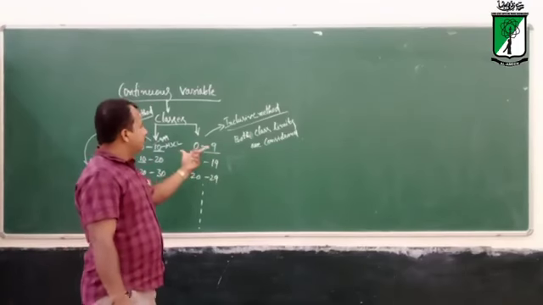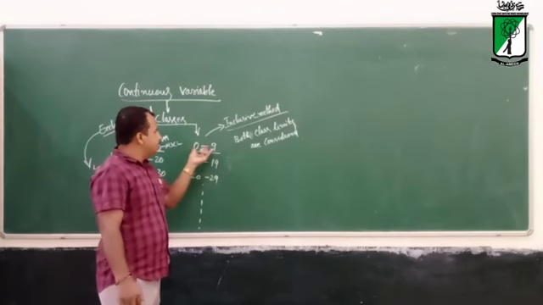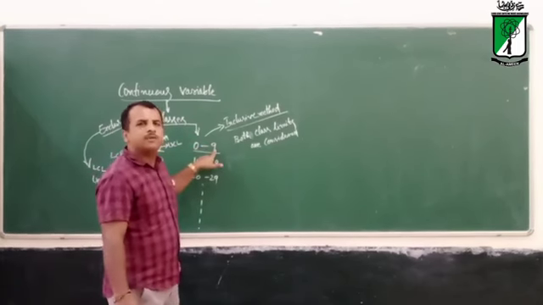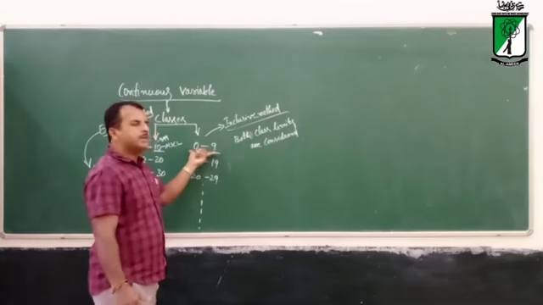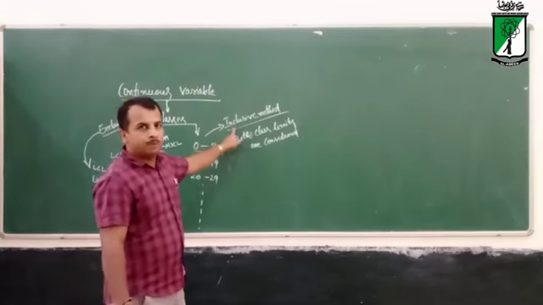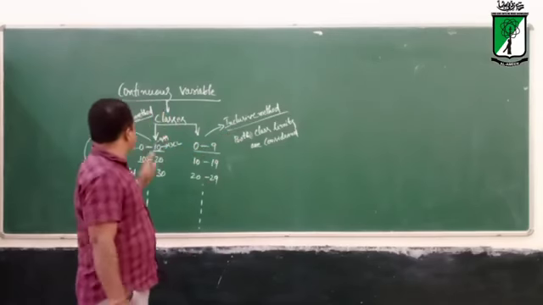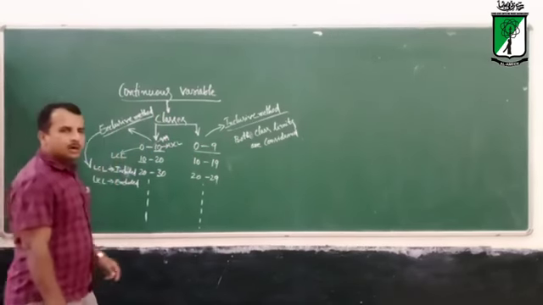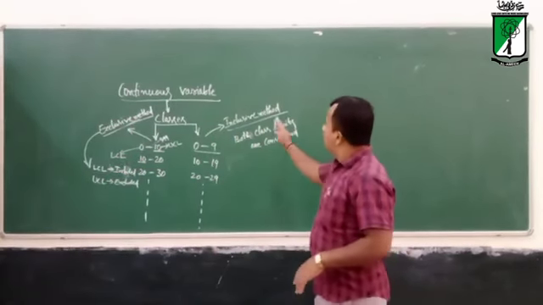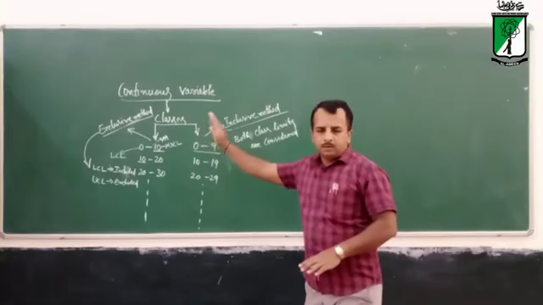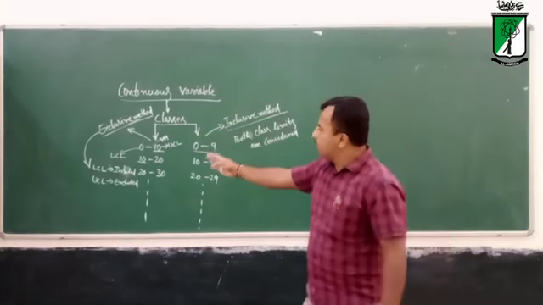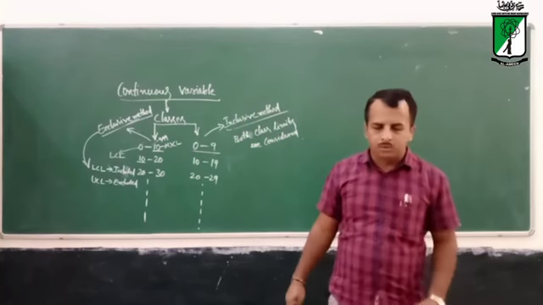So it is understood that the lower class limit of a class and also the upper class limit of a class will both be counted in the same class. That's why it is called the inclusive method. Hope you are understanding. This is the main difference between the inclusive method and the exclusive method. I have already given an example. Hope you are clear about that.